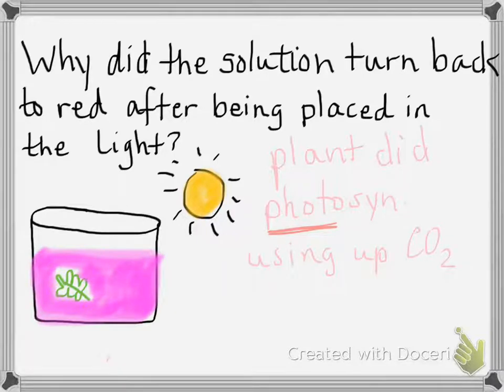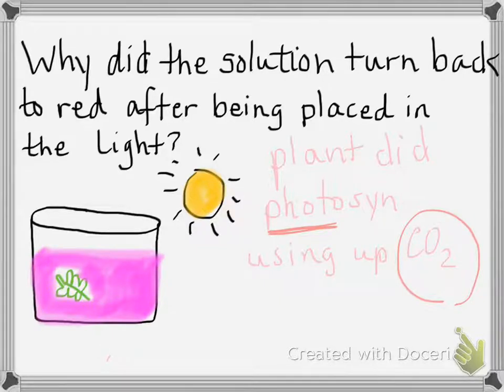And here's the catch, though. It did photosynthesis using up the CO2. So if you use up the CO2, then the reaction goes the other way and your pH goes back to neutral. So it went back to a neutral pH. You used up all the acid is another way to think about it. Now all the acid is gone and you're just back to where you were at the beginning. Everybody's okay on that one?